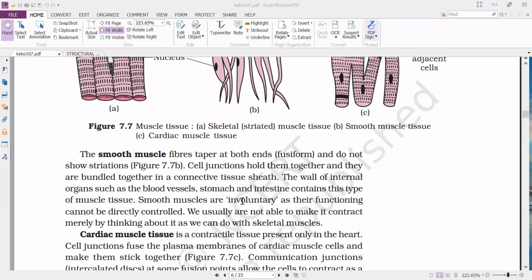The ciliary muscle that is associated with the pupil of the eye is involuntary, because it automatically adjusts according to the light and allows the light to enter into the inner part of the eye.